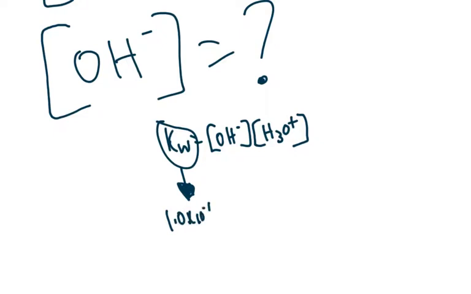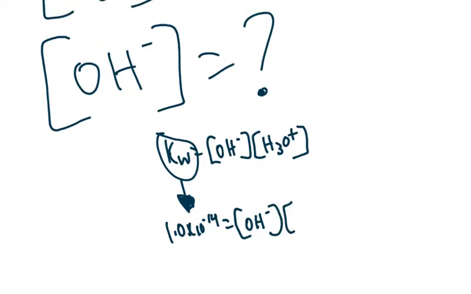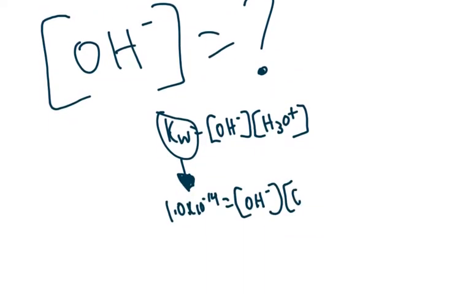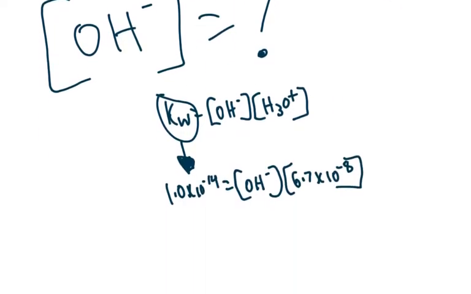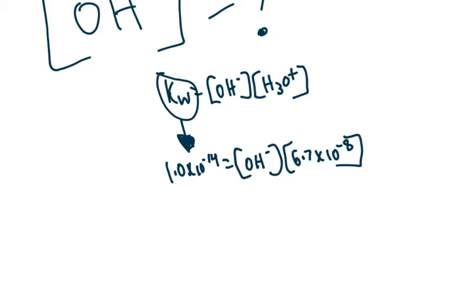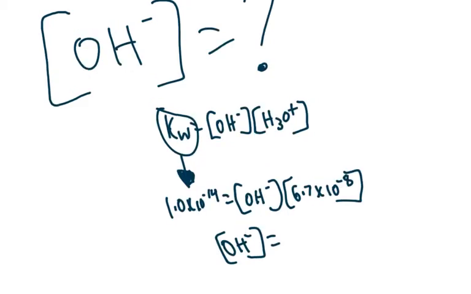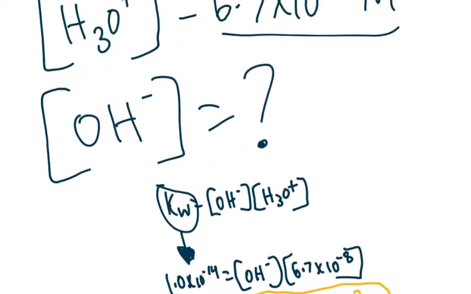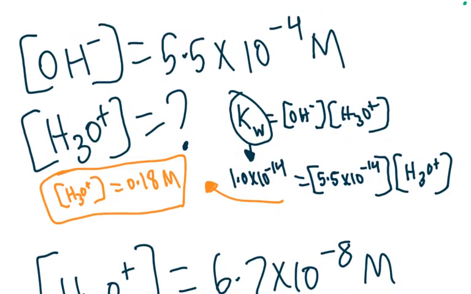So 1.0 times 10 to the negative 14th equals the concentration of OH, which we're trying to find, times the H3O plus concentration we're already given, 6.7 times 10 to the negative 8th. Then we just solve for OH like you would in a regular algebraic equation. So OH is equal to about 1.49 times 10 to the negative 7th molarity. All right, and that's pretty much it. That's how you would use the Kw, the ionization constant of water.